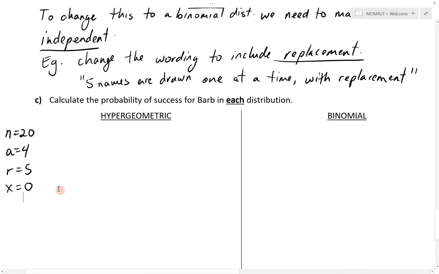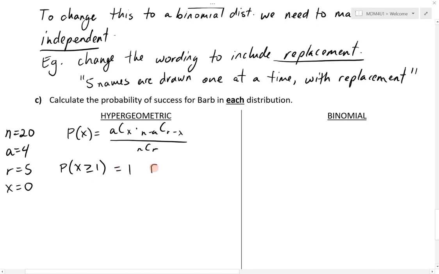probability calculation. So using this probability formula, P of x equals C(A, x) times C(N minus A, R minus x), divided by C(N, R). Okay, so the probability of having a successful outcome from having one or more of those names is equal to 100%, or 1 minus the probability of having none, of 0. Okay, indirect method, right? Indirect. So that's going to be 1 minus 4 choose 0 times 16 choose 5 divided by 20 choose 5.